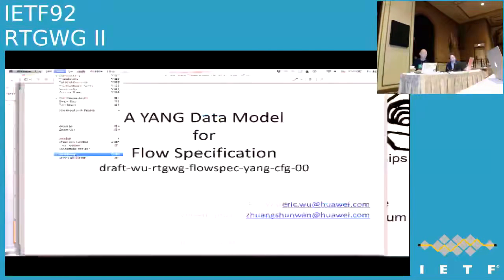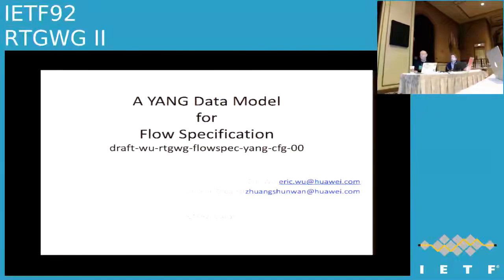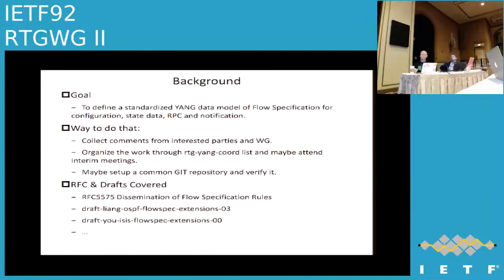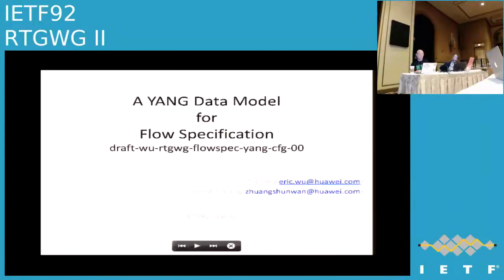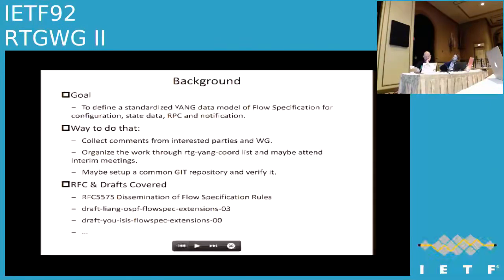This is a YANG model for flow specification, and the goal here is to define one standardized YANG data model which includes configuration, state data, RPC, and notification for flow specification. And how are we going to do that? First, we want to collect comments from the working group and the interested people. Second, maybe we can organize this work in the YANG coordinating list, and if needed, interim meetings can be organized. And finally, if necessary, we can organize one common hackathon to use open source to verify it. This YANG data model is believed to cover RFC 5575 and the two IGP protocol extension drafts. Next, please.